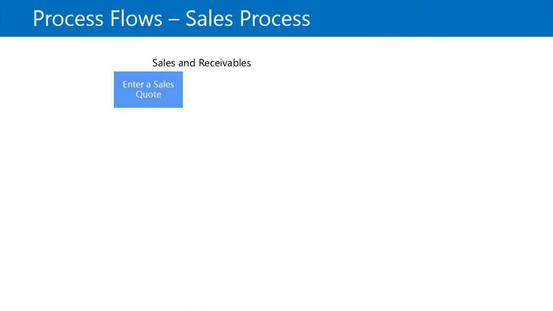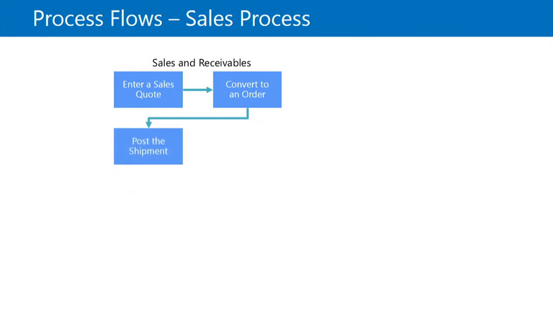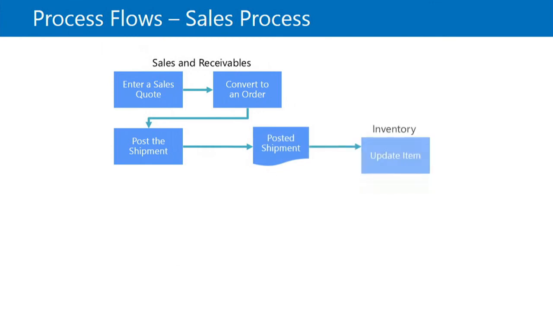However, in a lot of cases you will see that such a typical sales process will start with a sales quote. So customers, companies first want to have a quote before they decide if they will purchase or not, which means that if they decide to purchase, we can convert the quote to an order, and then we can start shipping the items from the order. So we will post the shipment, which will result in a posted shipment, which will also, in this case, update the inventory and the item.